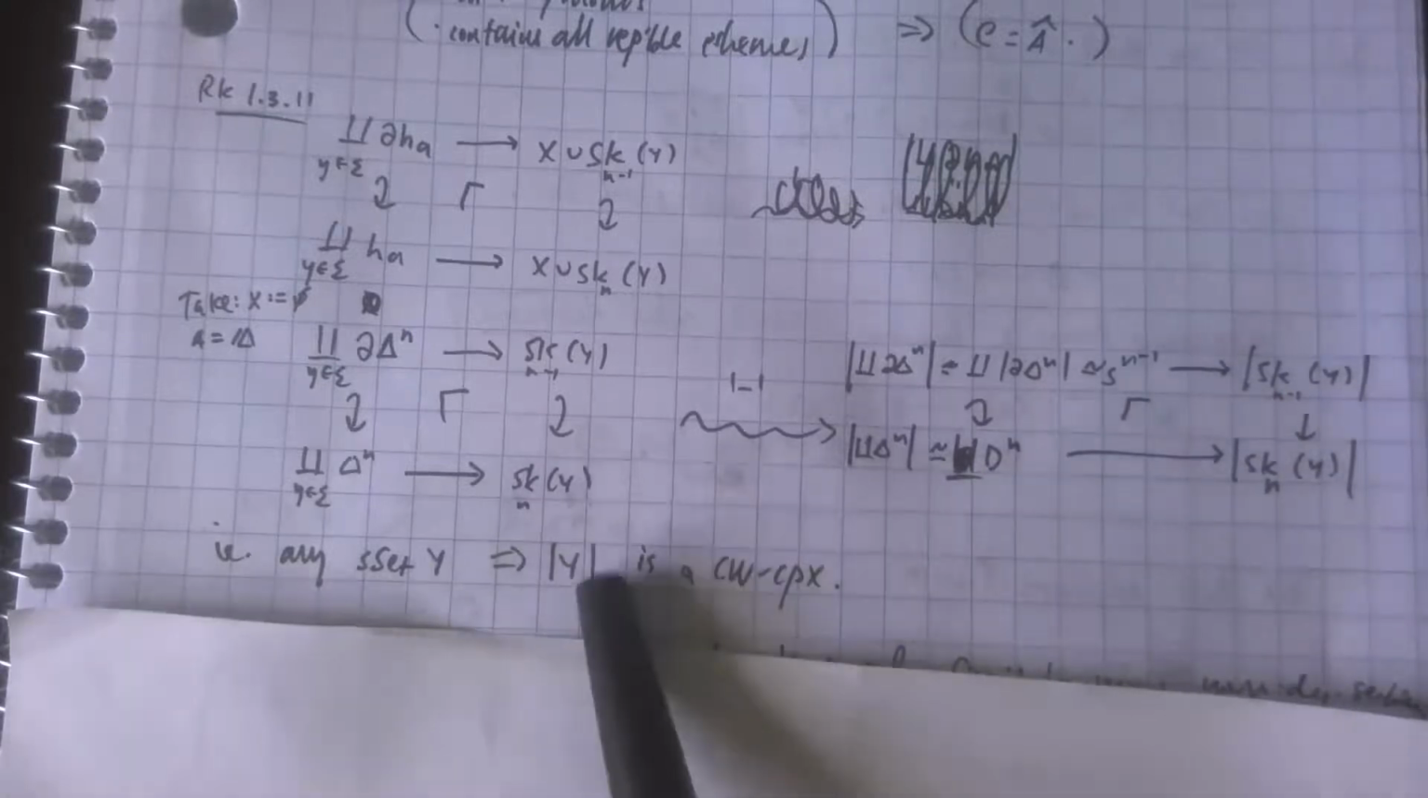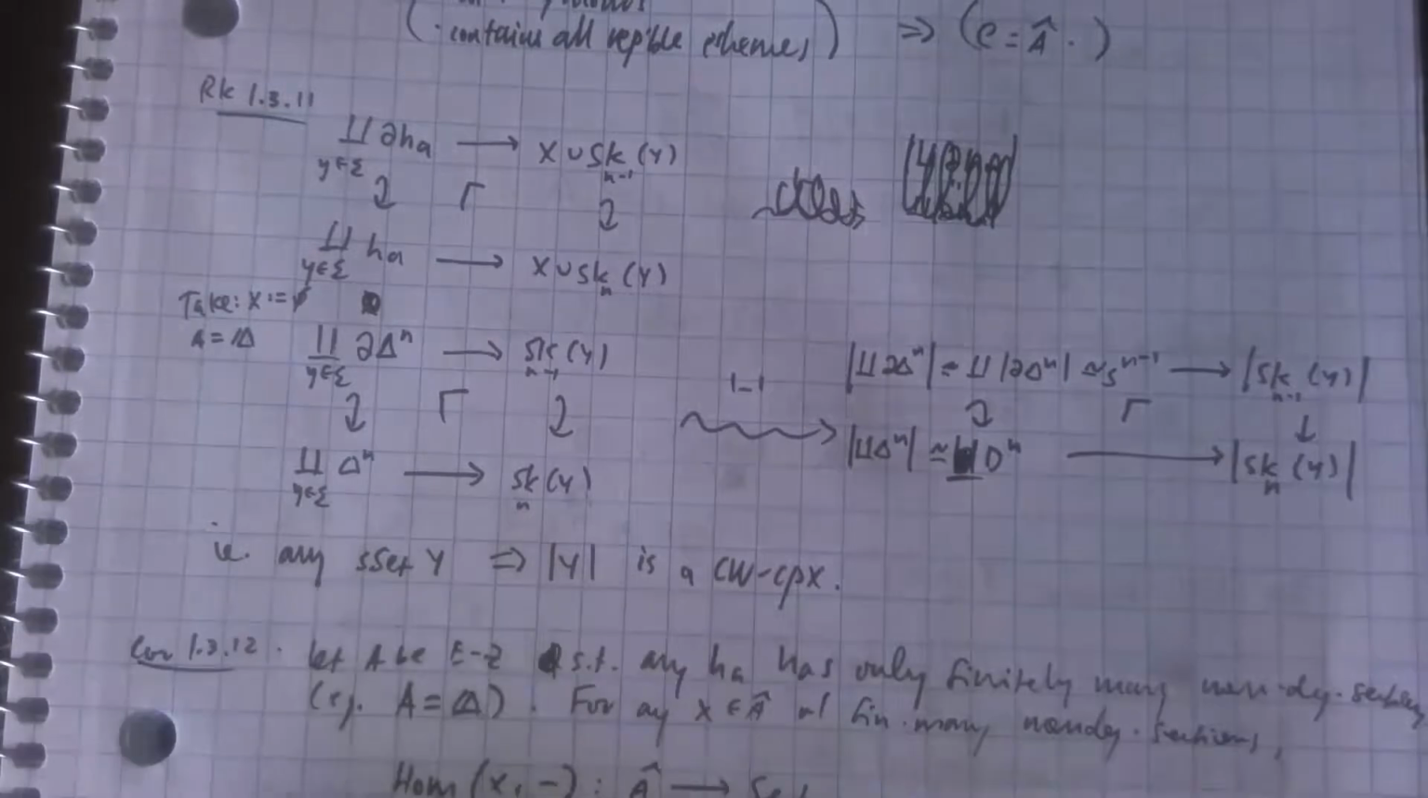So taking this under geometric realization gives you a pushout square like this, with the -1 skeleton and the n skeleton. And this should remind you of CW complexes. So given any simplicial set Y, its geometric realization is a CW complex, which is nice because CW complexes are nice to work with, right?